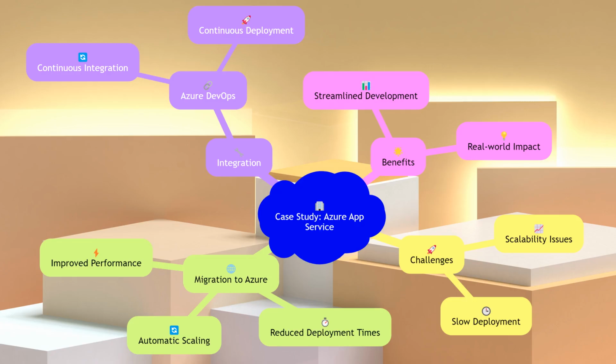Let's explore a case study of a company that successfully implemented Azure App Service for their web app. The company faced challenges with scalability and deployment speed. By migrating to Azure App Service, they achieved automatic scaling, reduced deployment times, and improved performance. The integration with Azure DevOps enabled continuous integration and deployment, streamlining their development process. This case study highlights the real-world benefits and impact of using Azure App Service for web app development.